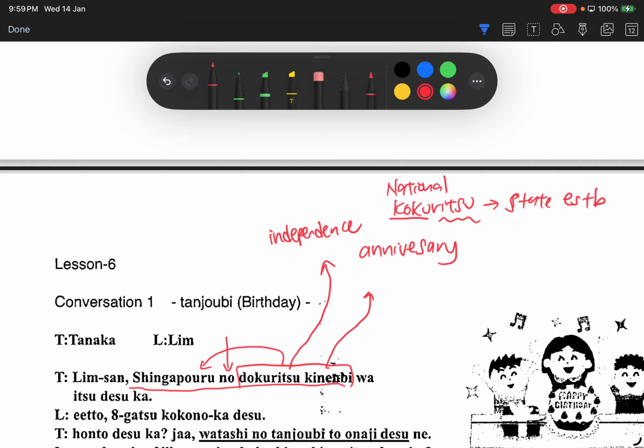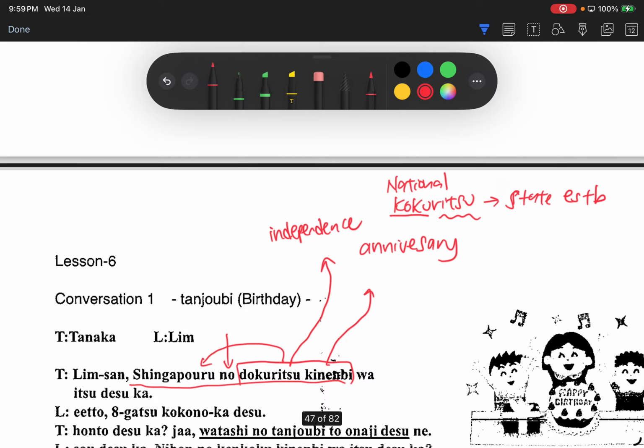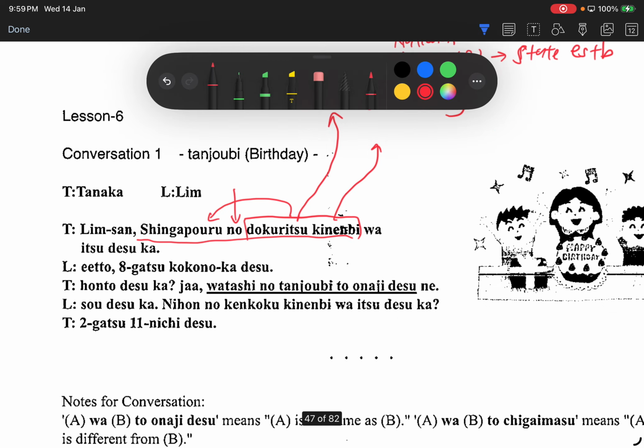So Singapore's independence anniversary, when is it? Next guy, he replies, 8月9日です. So 9日 means 9th, and 8月 means August, so August 9. Then he says, 本当ですか? Just now we learned this word 本当に. It means really. So 本当ですか? Really, is it? It still retains the same meaning, really.